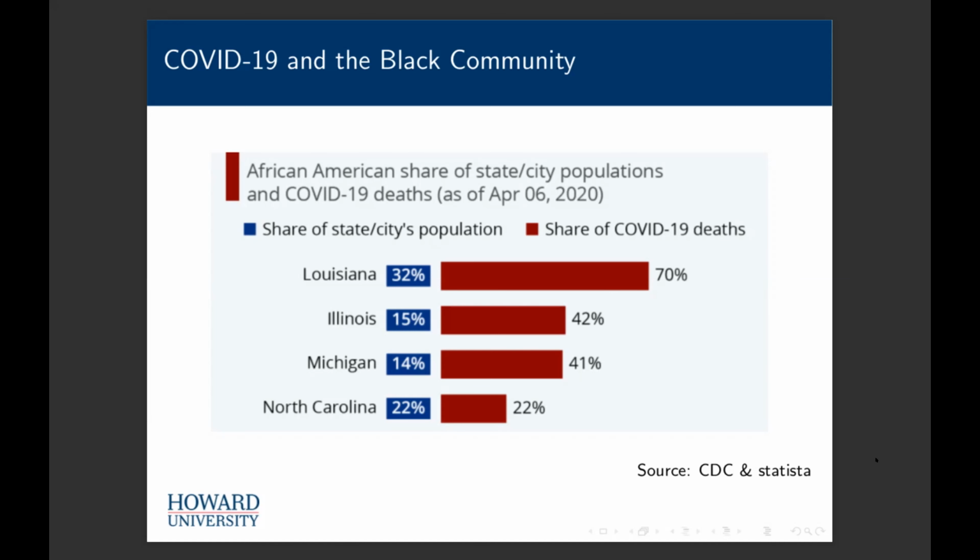And we see Illinois and Michigan relatively close: about 14% to 15% of the state's population is Black, but about 40 to 42% were counted as Black deaths for COVID, right? Individuals that passed away from COVID were identified as Black. And North Carolina was pretty representative, at 22% of the population identified as Black and roughly 22% of the COVID-related deaths.